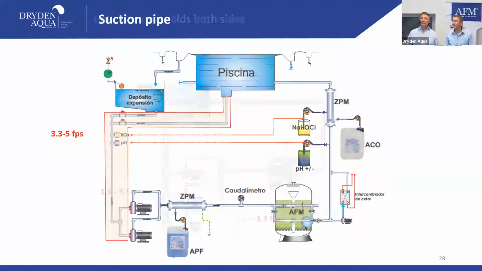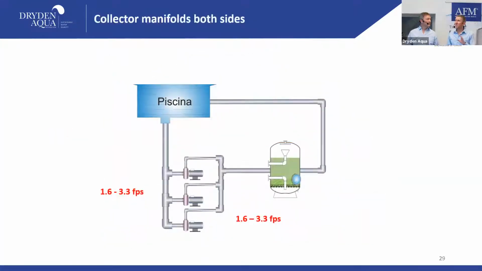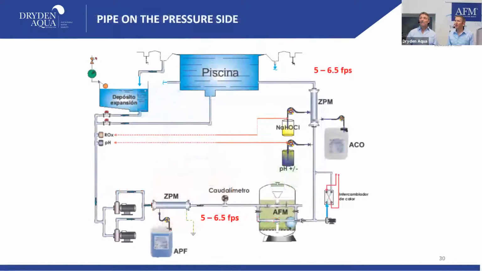Yeah. We're changing. This is the picture for manifolds. If we have manifolds, collector manifolds, then you can also go with a slightly lower velocity, 1.6 to 3.3 roughly. Yeah, to get an equal distribution instead of stack on. Before we had stack on, this would be collector, so that you get an equal distribution to the pumps. Exactly. Yep. And then we change to the pressure side here.